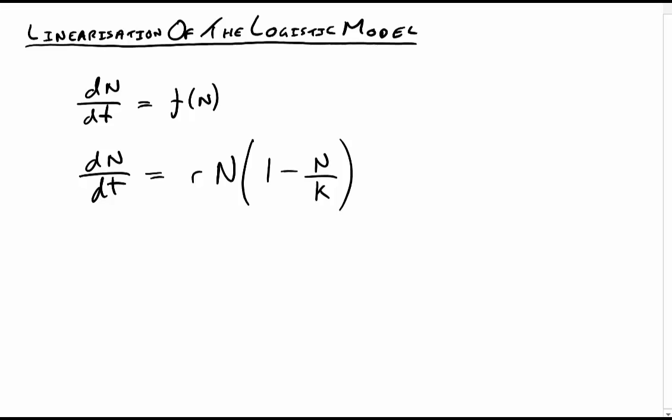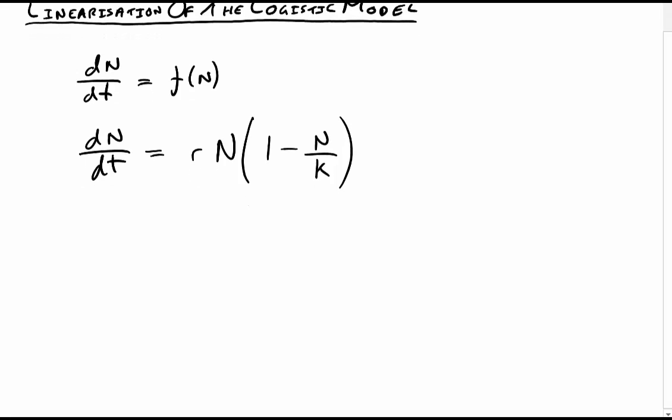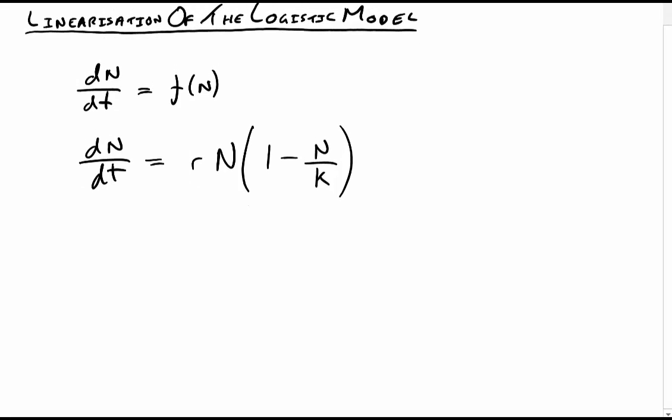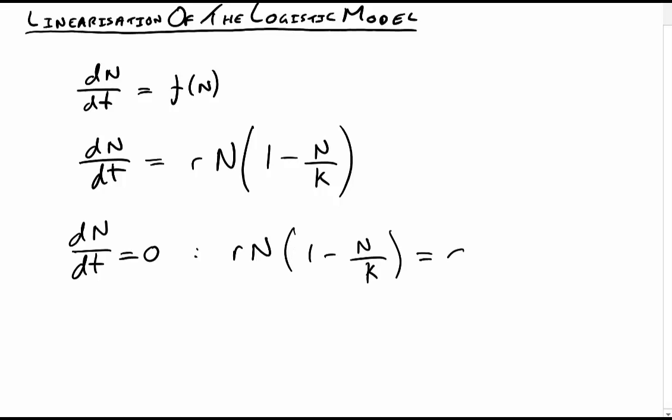So first things first, we need to find the equilibrium points of this. Before we go about linearization, we have to find the equilibrium points. So what's the equilibrium point going to be? It's going to be when dn by dt equals 0. That implies that the right-hand side, this f of n, is equal to 0. In other words, we end up with r n times 1 minus n on k is equal to 0.